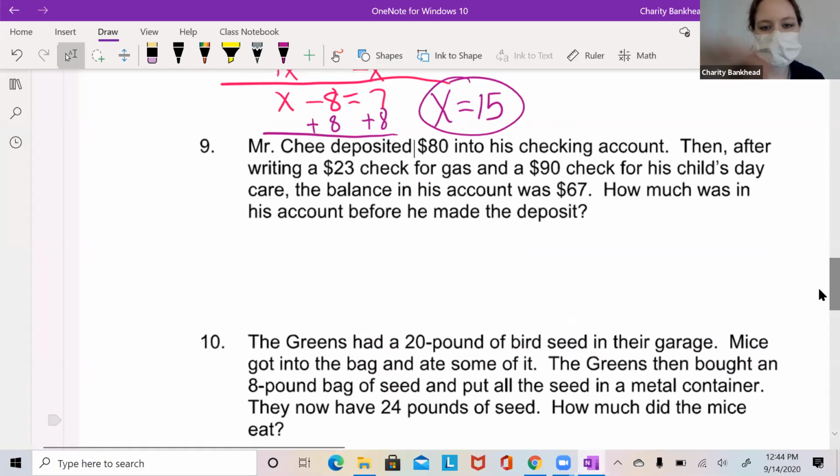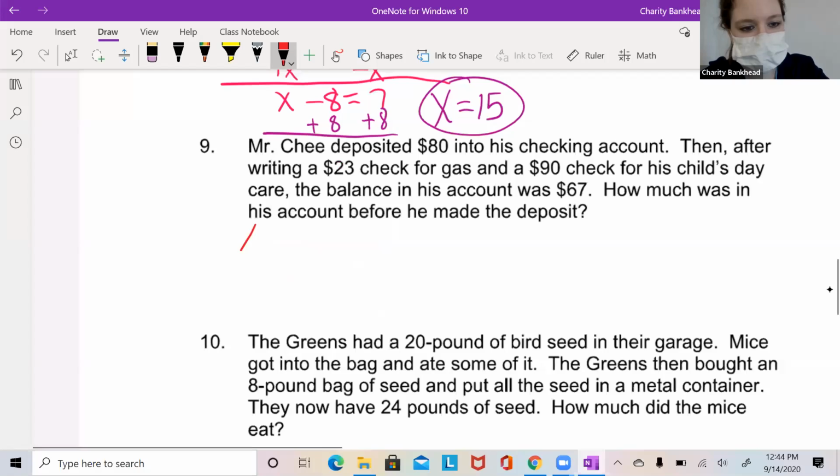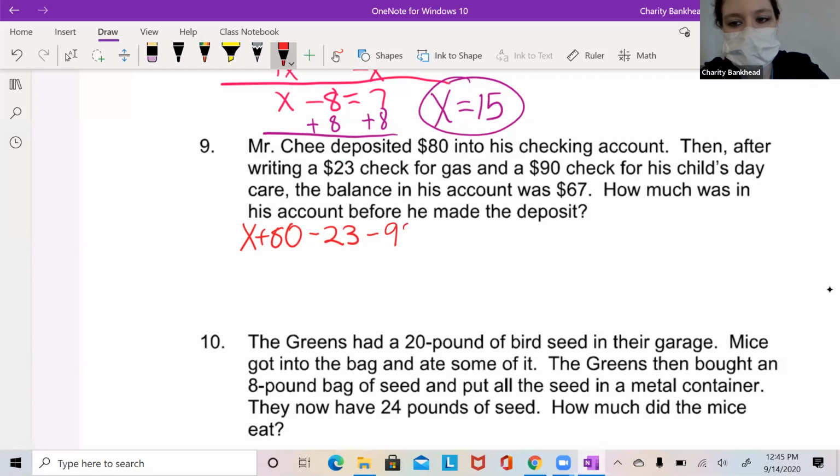All right. Okay, so the thing we're trying to find out is the amount he started with. So we can just call that X. He started out with an unknown amount, and then he added 80. And then he took out 23, and then he took out 90. And then he ended up with 67. Okay, so that's our equation. X plus 80 minus 23 minus 90 equals 67.